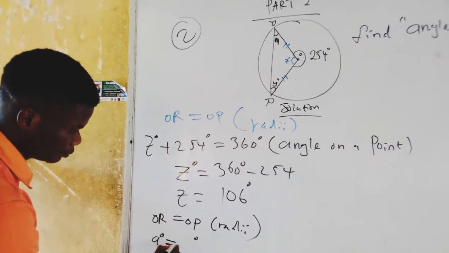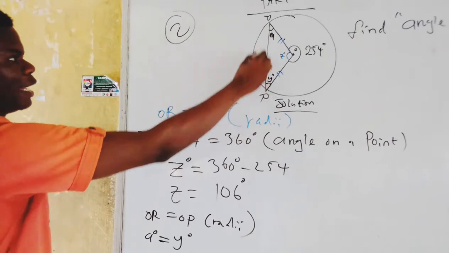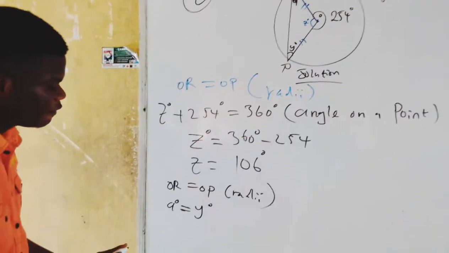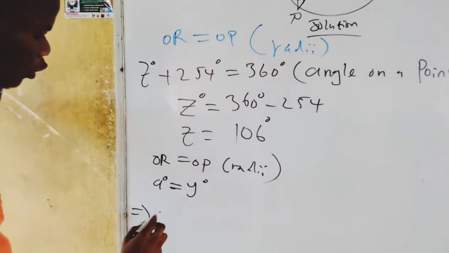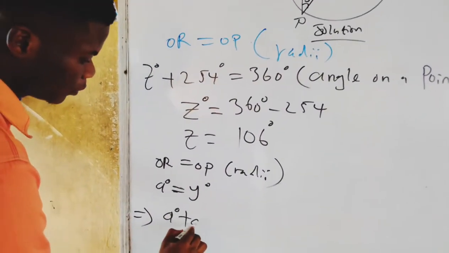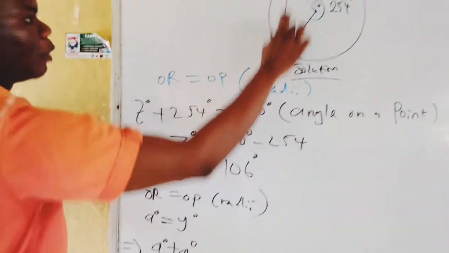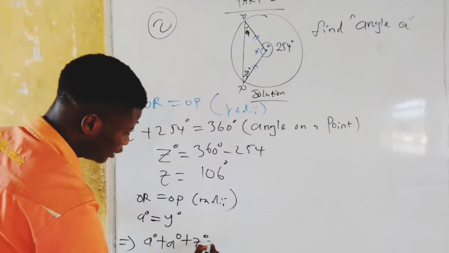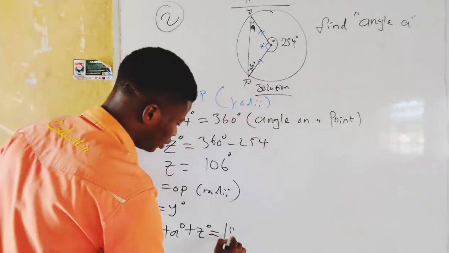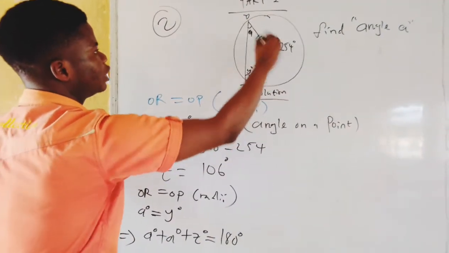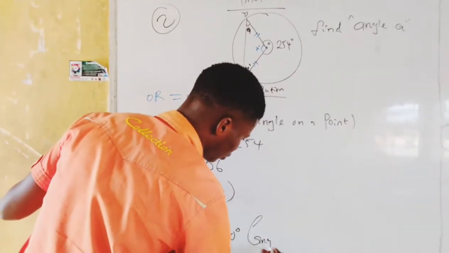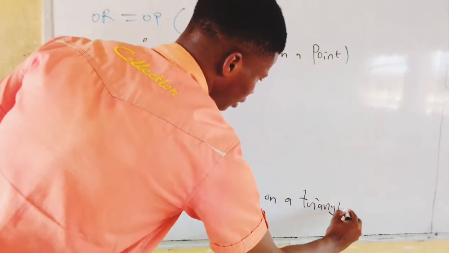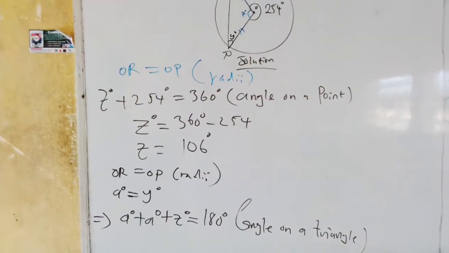Sorry, Y degrees, because this angle is equal to this angle, since radii are equal. So now I have A degrees plus A degrees plus Z degrees is equal to 180 degrees, the whole of the angles in this triangle. The reason: angle sum of a triangle.